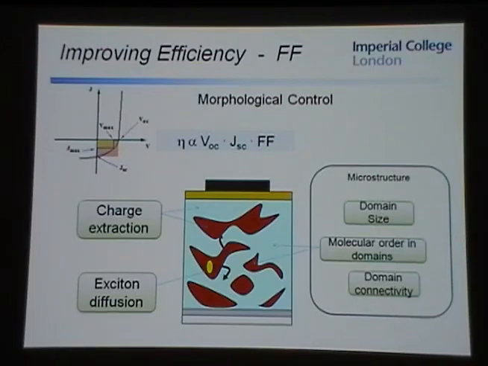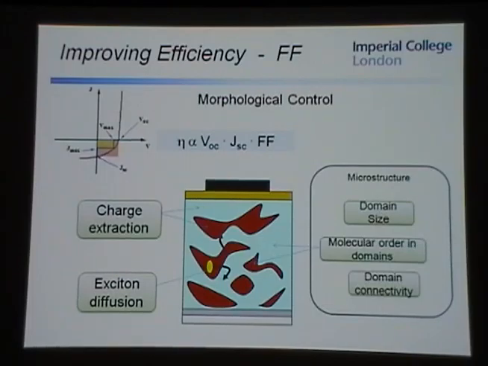How do we think about making materials that are going to give us phase segregation on the 20 to 30 nanometer scale, so that we can harvest all the excitons? The exciton diffusion length is only very small, but also that are going to give us percolating pathways to the respective electrodes.